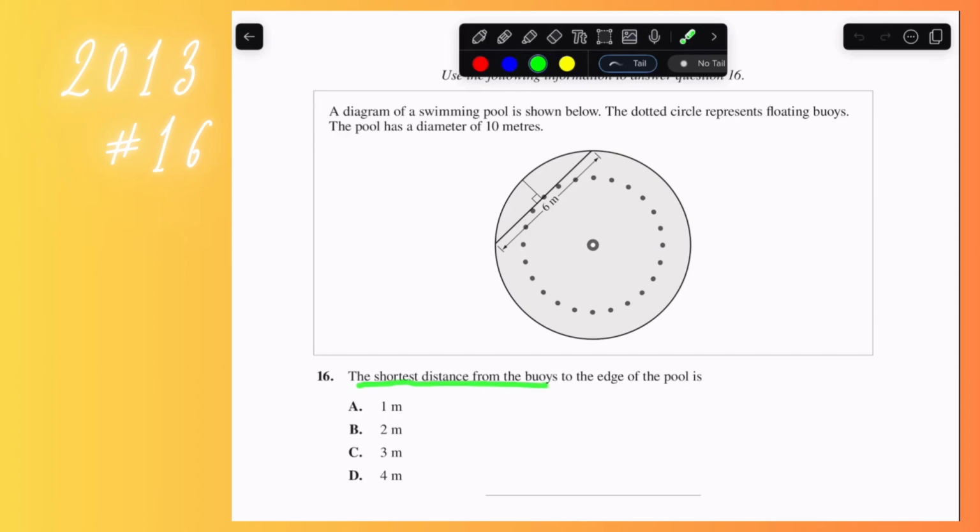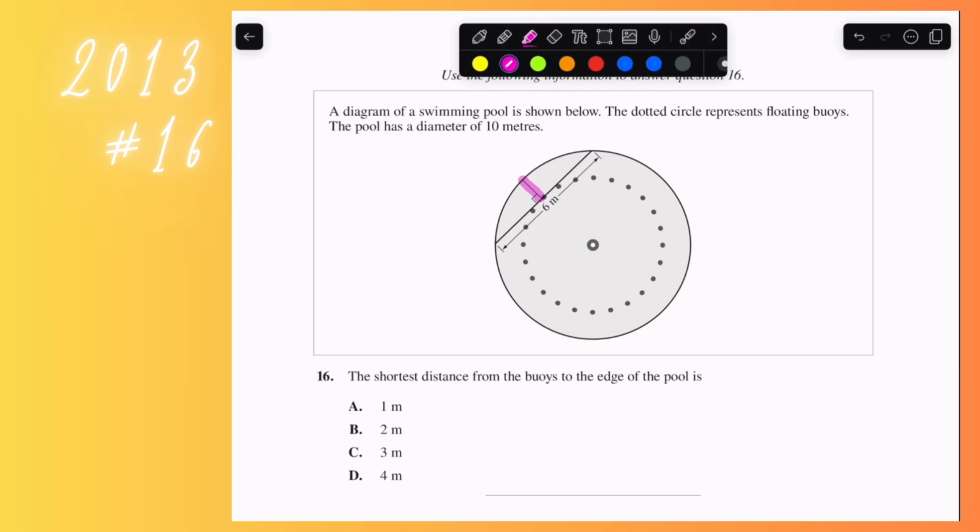Now our job is to figure out the shortest distance from the buoy to the edge of the pool. So that means really what they're asking us is to figure out the shortest distance, which is going to be right here. That's our shortest distance from the buoys to the edge of the pool. Now we're going to need to figure out a couple of things with regards to our radius and to making, again, a right angle triangle.